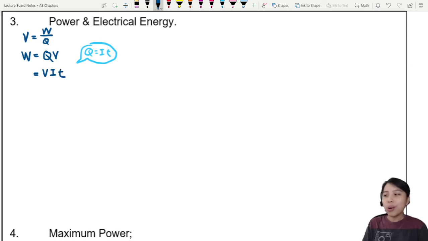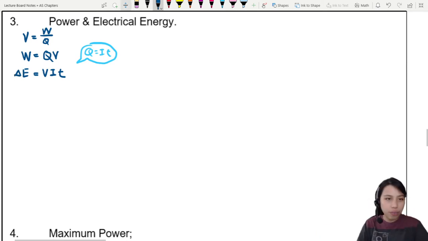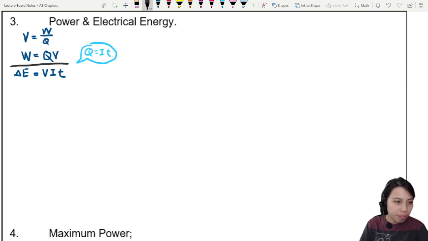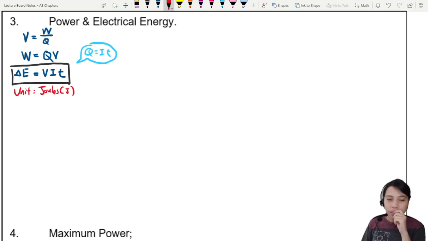That's work done, or work done is also known as energy change. So the energy converted or energy dissipated, or whatever, energy is VIT. This is the very first one to write down. And of course, like all energy, the unit is going to be in joules, J. Because now it's energy, kinetic energy, GPE, all the energy. Okay, you can use that one.